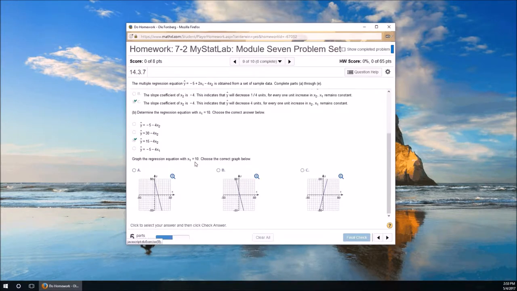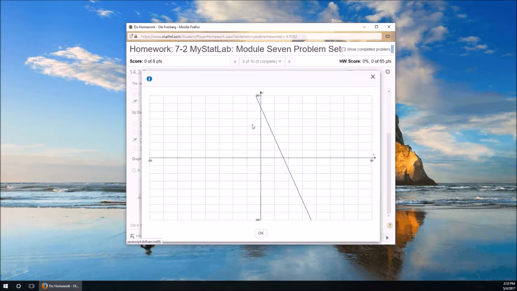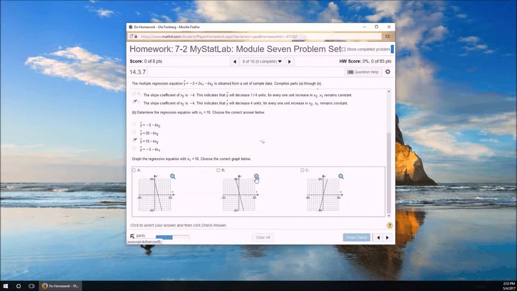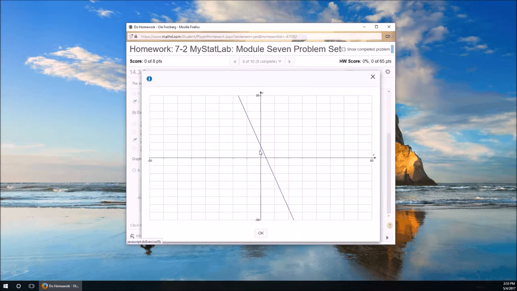Graph the regression equation when x1 is equal to 10. So in other words, graph this equation. The y-intercept is positive, the slope is negative. Since the slope's negative, it can't be C. Both of these seem to have positive y-intercepts, but the y-intercept is actually 15. Here, it looks like the y-intercept is like 75 or something. Let's click on that to see it bigger. Y-intercept looks to be like 65 and a half, so it's not this one. Let's double check this one. It seems to be going midway between 10 and 20, so the y-intercept is 15 and a negative slope, so it's B.